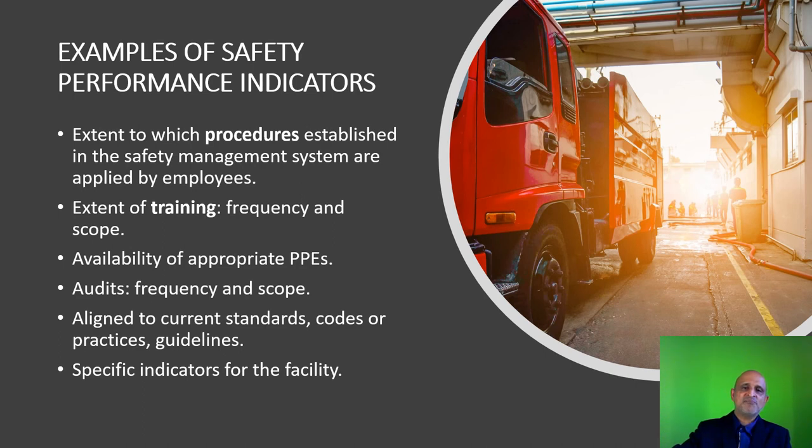An example of a safety performance indicator is the extent to which procedures established in the safety management system are applied by employees. This is a very clear example in the case of a fire safety drill. Generally, a fire safety drill or an evacuation drill is conducted at facilities in order to prepare for an emergency such as a fire involving chemical or electrical agents. So in the case of a fire safety drill, the auditor will generally ask for records of a drill. This involves documentation of the drill, and this will give you evidence of training.